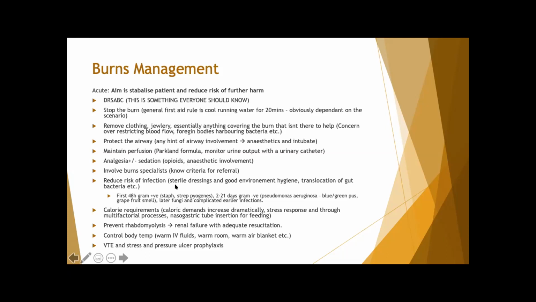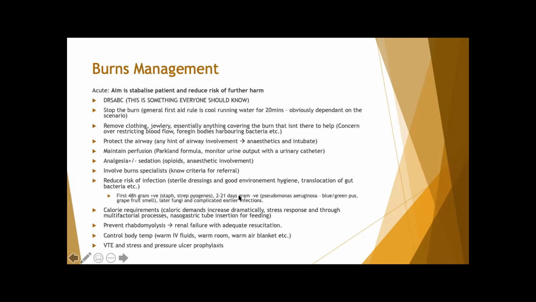So sterile dressings, good hygienic environment, and understanding some of the physiological changes that happen during burns with, say, translocation of gut bacteria into the bloodstream. And having an understanding of the organisms that you'll get in the time frame you'll get them. So as a general rule, within the first 2 days, so 48 hours, gram-positive bacteria such as Staph aureus and your group A streptococcus such as Strep pyogenes become common.